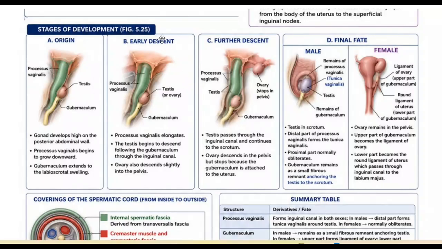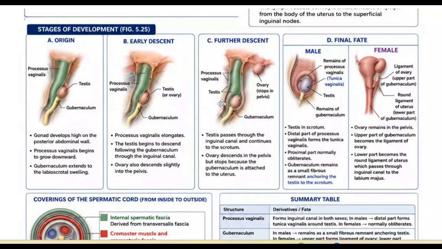Now what happens in the early descent? The second stage is descent, where the gonads are going to descend. So what happens? The processus vaginalis elongates, and the testes start following the gubernaculum, because I already told you that the gubernaculum acts like a GPS guiding the testes to reach the scrotum. The ovary also descends slightly, but it does not go through the inguinal canal.